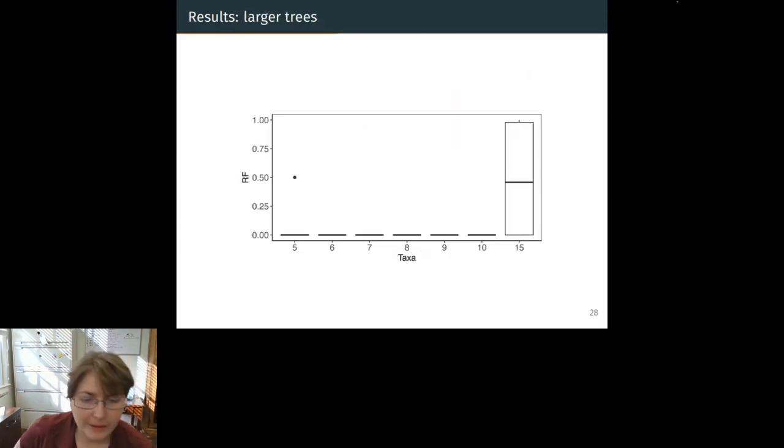Of course, 5 taxa is not that much more exciting than 4 taxa, so we also tried this on some larger trees. And we found that we had very high accuracy. Again, this is the Robinson-Folds distance from the true species tree on the y-axis. And so we do quite well for up to 10 taxa, but things start to get a bit challenging when we get to 15 taxa.